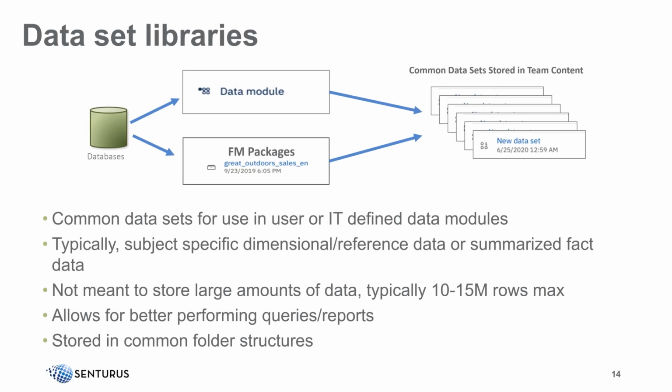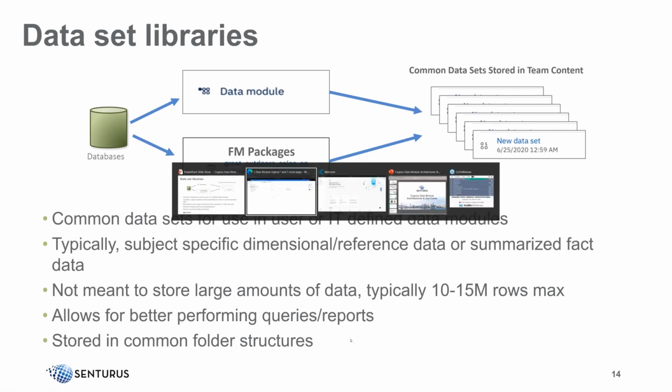But there could be different subsets of data that you can partition from different dimensions, slices of dimension, regional, that we could take out of the databases and store in team content for better performance, because then these queries don't have to run against the databases every time. And this could really increase your performance on certain reports, makes your dashboards obviously run a lot quicker. And we could store them in common folder structures.